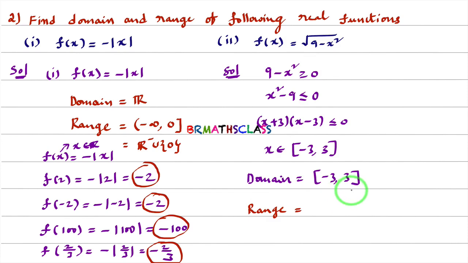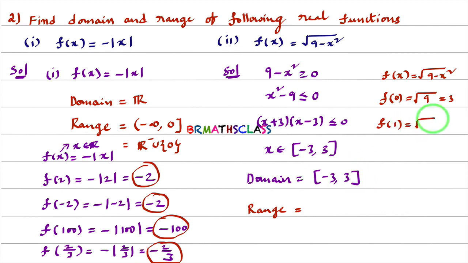What is the definition of range? The set of all images of the domain set. What is f(0)? 9 minus 0 is 9. Root 9 is 3. So what is the image of 0? The image of 0 is 3. Now I'll calculate f(1). I'm taking all x values in this interval only, because range is the set of all images of the domain set.